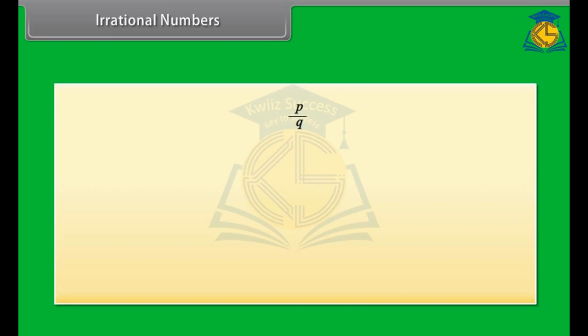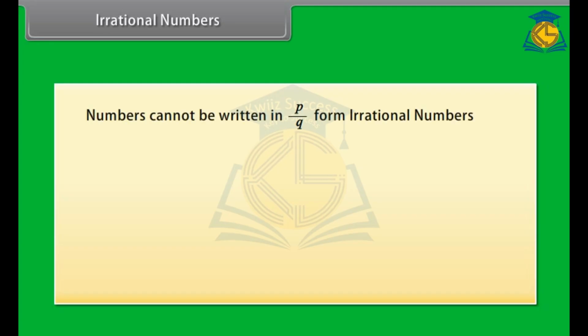Irrational numbers. You must be wondering if there are such numbers which are not in the form of p by q. Yes, there are numbers which cannot be written in the form p by q. Those numbers are called irrational numbers. For example, square root 2, square root 3, square root 7, 0.101110111011110, and so on, pi and so on.